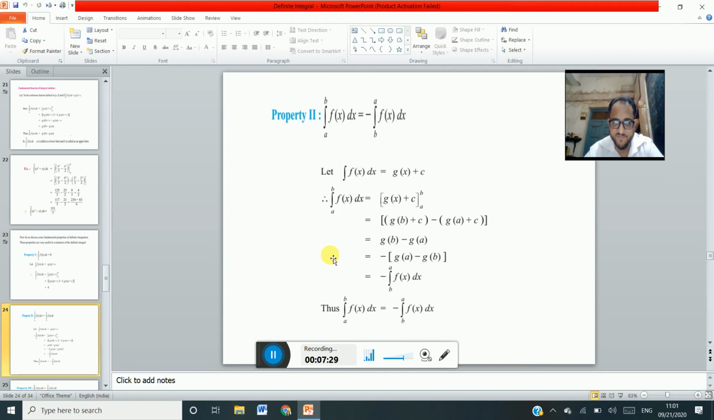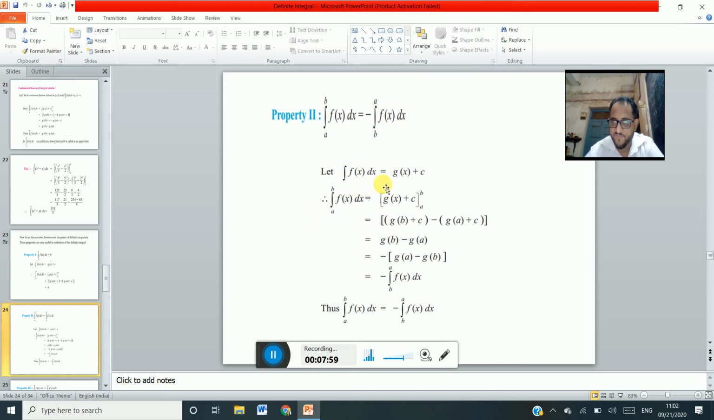Then see the second one, that integration from a to b f of x dx is minus integration from b to a f of x dx. What is meaning of this? If we interchange the limit, that a to b converted to b to a, then the result of integration changes by sign only. That is, this should be minus of integration b to a f of x dx, right? So this is also proved very easily.